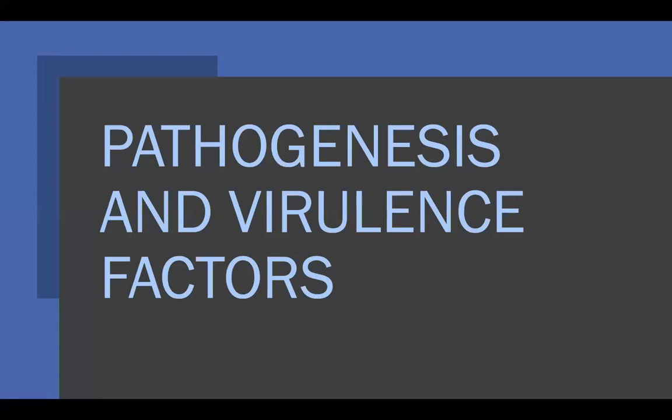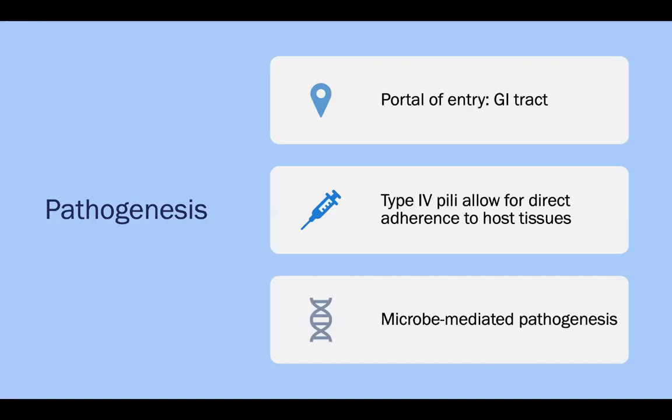Pathogenesis and virulence factors. First, pathogenesis. The portal of entry is going to be the gastrointestinal tract, or the GI tract. Type 4 pili allow for direct adherence to host tissues, and the pathogenesis is going to be microbe-mediated pathogenesis.